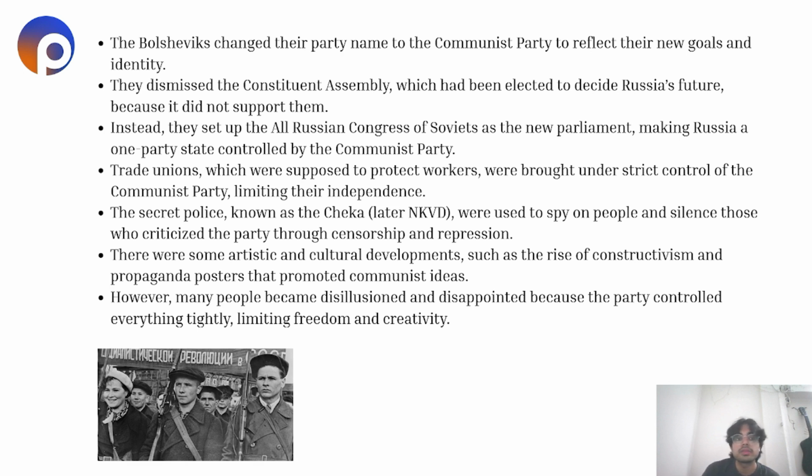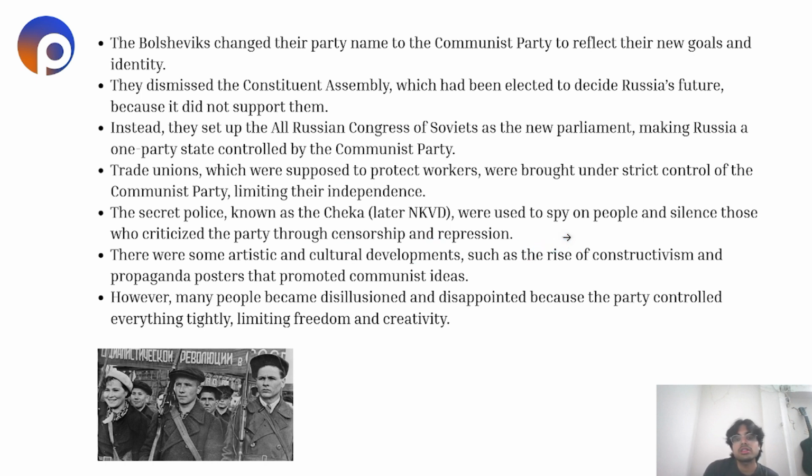Now, trade unions, which were supposed to protect workers, were brought under strict control of the Communist Party, limiting their independence. The secret police, known as Cheka, later NKVD, were used to spy on people and silence those who criticized the party through censorship and repression.